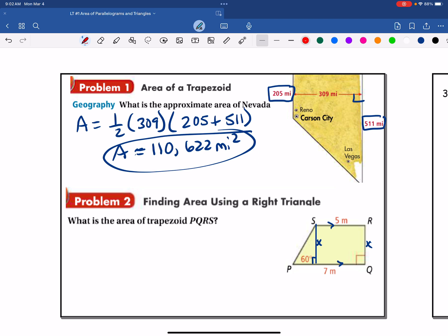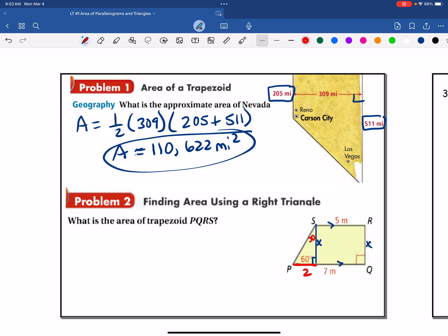The next thing I could do is figure out what this length is. And I can get that length by doing 7 minus 5. So I know that that length right there is 2. So what I have is a 30, 60, 90 triangle where across from the 30 is 2. So what would be across from the 60?